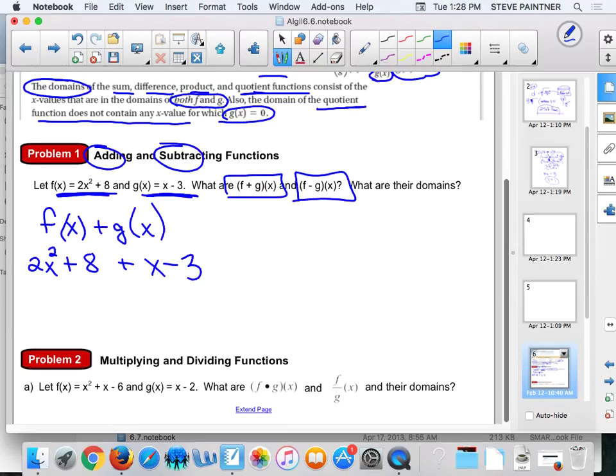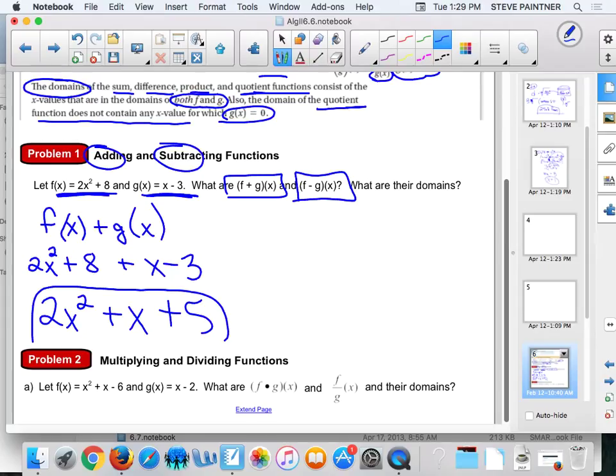Well, if you're going to add two functions, it's pretty simple. How do you do it? Add like terms. 2x squared is 2x squared. Are there any more x's? No. Just this one, plus x. How about the numbers 8 and minus 3? Plus 5. Done. Added two functions? Pretty simple. Add like terms. All right, now let's do it again.